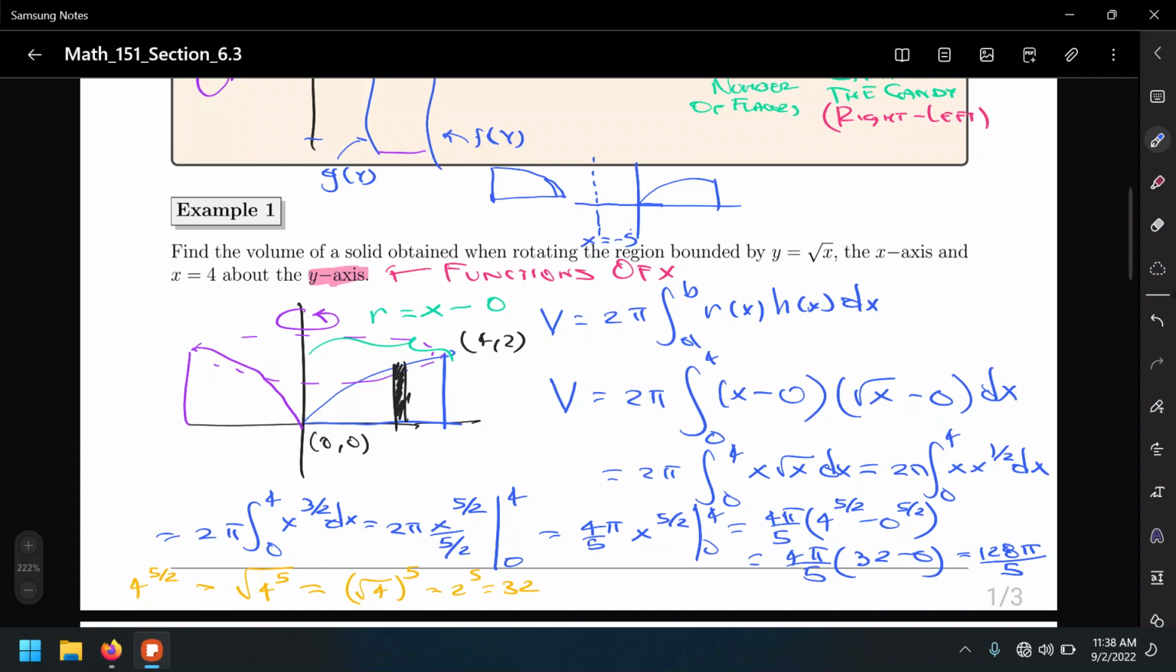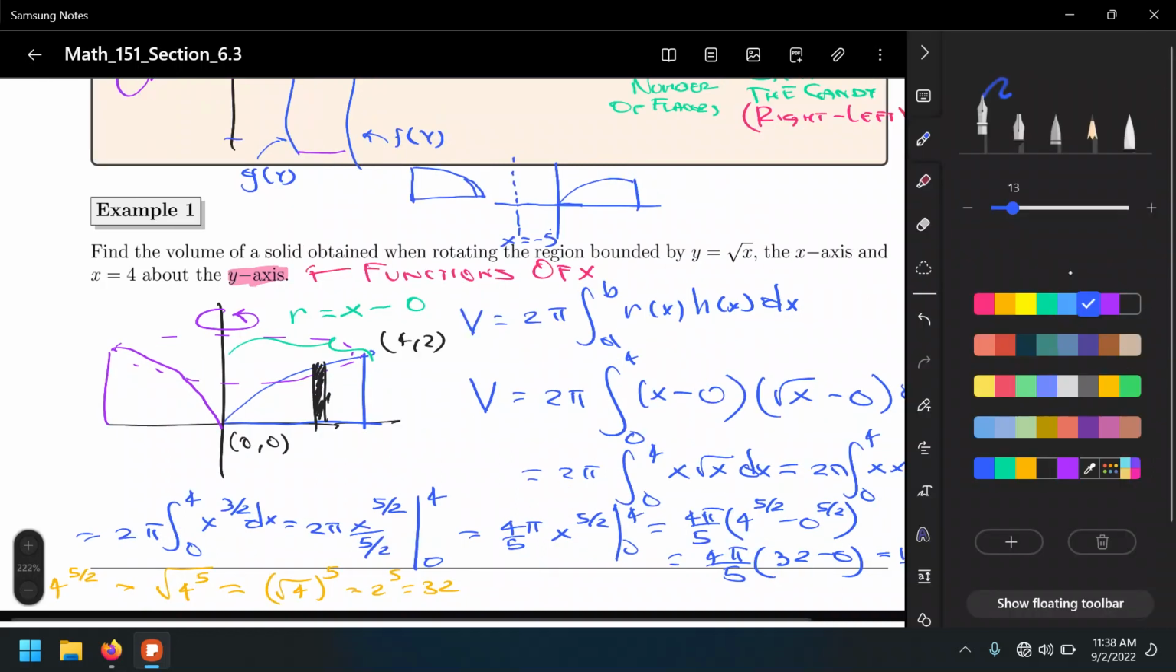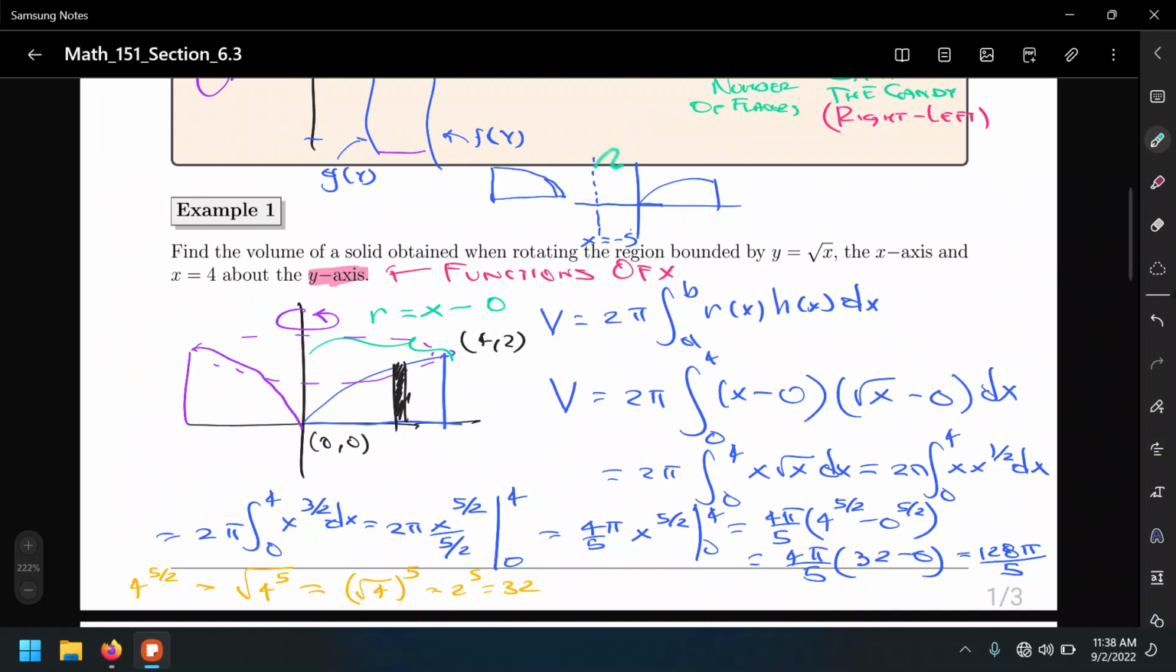All right, and in this case, the radius, again, that radius gets extended in the horizontal direction by x units, in this case minus the position where we have the axis of rotation, which is -5. So this term would have been, in this case, x plus 5 instead of x minus 0. All right? Why isn't the radius just 4?